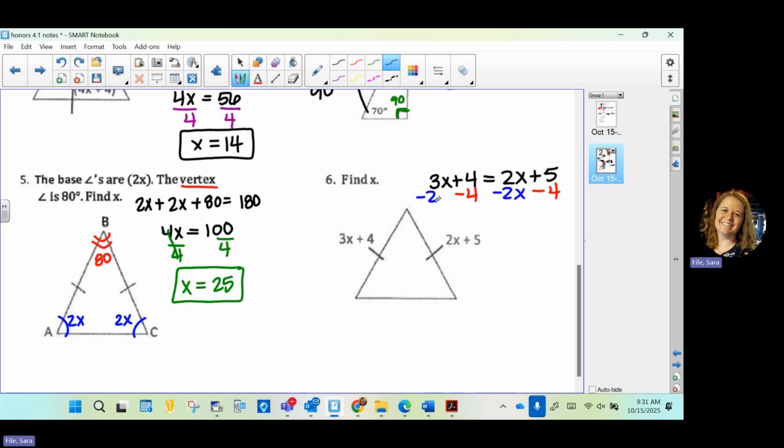Variables to the other. So I got rid of the 4 over here, got rid of the 2x over here. That leaves me with x equals 1. Now, is there a way I could check that I did that correctly? If I plug it back in, 3 times 1 plus 4 is 7. If I plug it in here, 2 times 1 plus 5 is also 7. Were they supposed to come out equal? Yes, they were. Good.